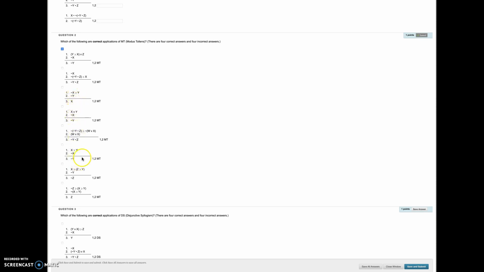Here, I'm looking for a special case. So maybe look at this case right here. We have a conditional, we've got the negation of something, but it's not of the consequent, right? It's of the antecedent here. So this one won't be a case.